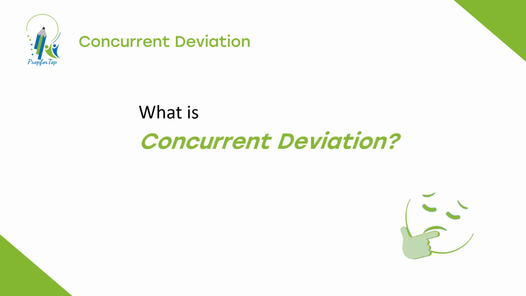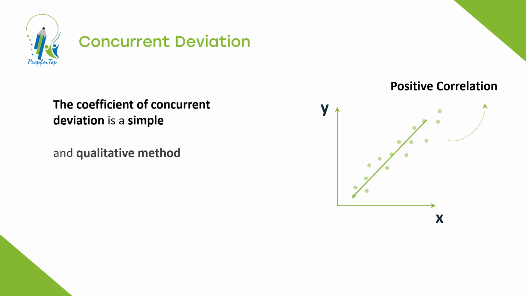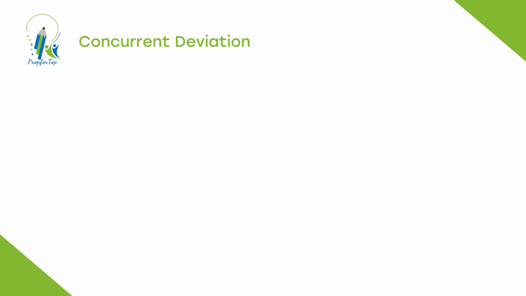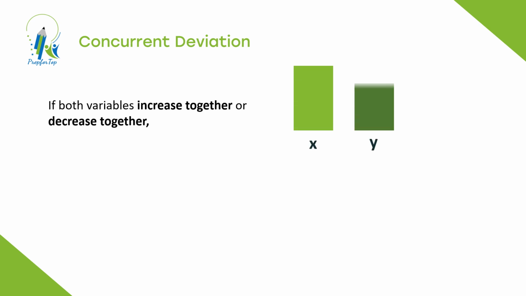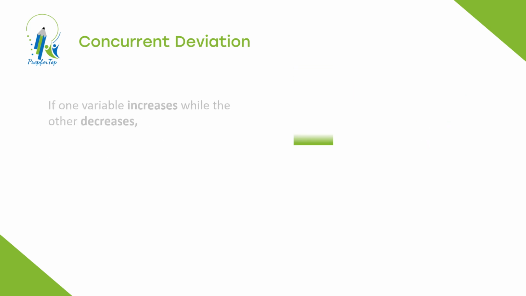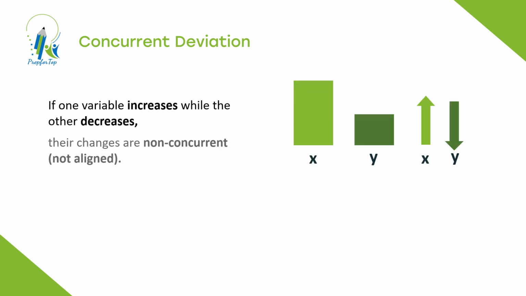What is concurrent deviation? The coefficient of concurrent deviation is a simple and qualitative method to measure the direction of a relationship between two variables. If both variables increase together or decrease together, their changes are said to be concurrent, aligned. If one variable increases while the other decreases, their changes are non-concurrent, not aligned.